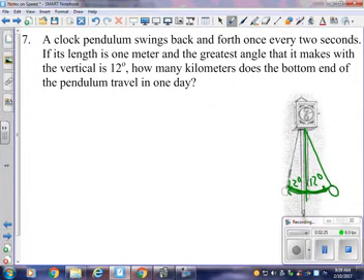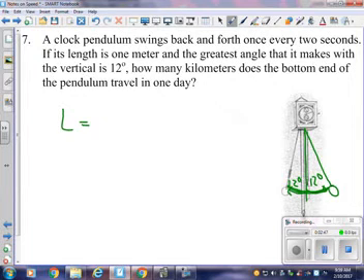Because if it does back and forth in 2 seconds, then it does 1 swing in a second. If we can figure out how long 1 second is, sure, we can figure out how many seconds are in a day, right? 86,400. All right, so we're going to do arc length.